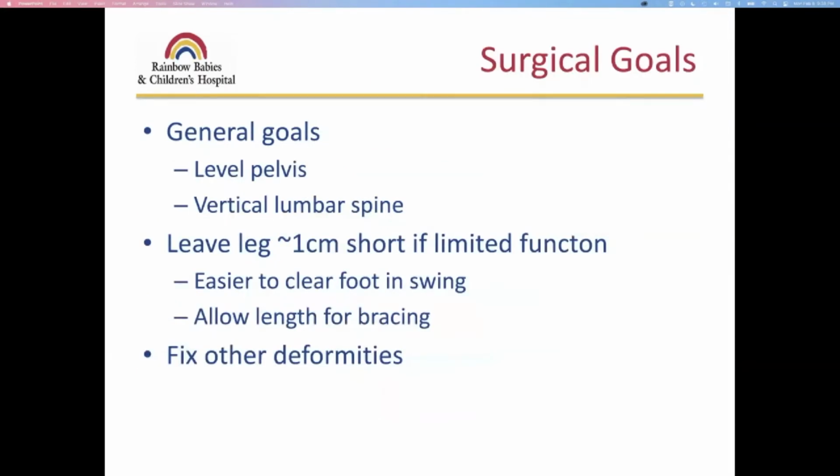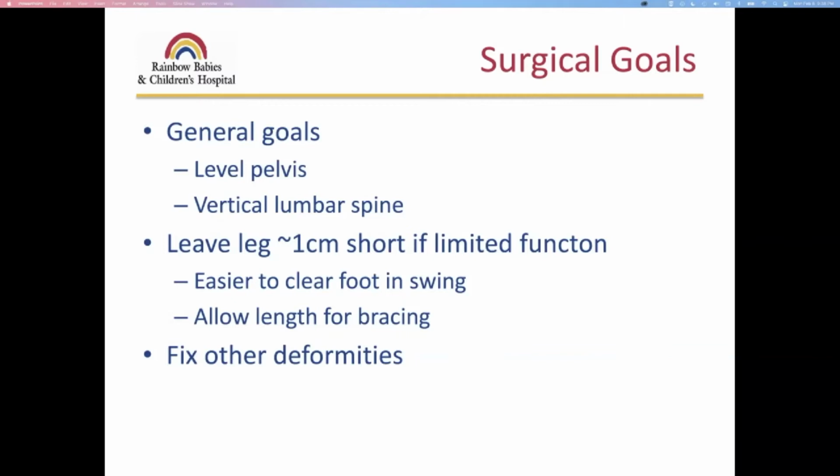So what are the general goals? We want to level the pelvis so that the takeoff of the lumbar spine is vertical. We also want to, in some cases, leave the leg a little bit shorter if we have something like a stiff foot, where the shorter leg will be easier to clear in swing, or to allow some length for bracing. So you have to consider that for some patients you might want to leave them a little bit short.